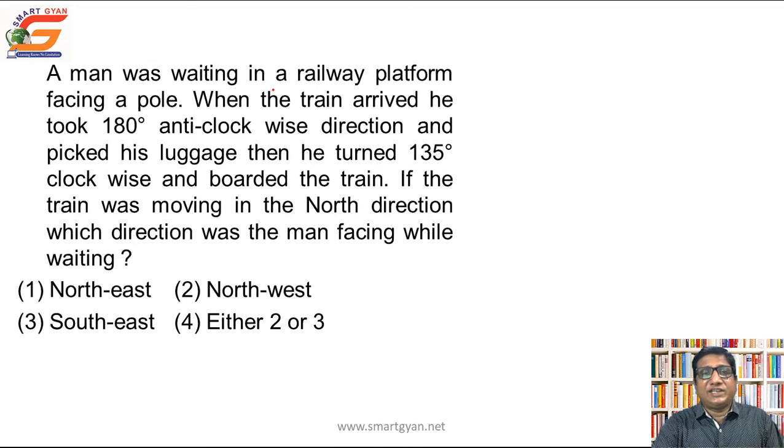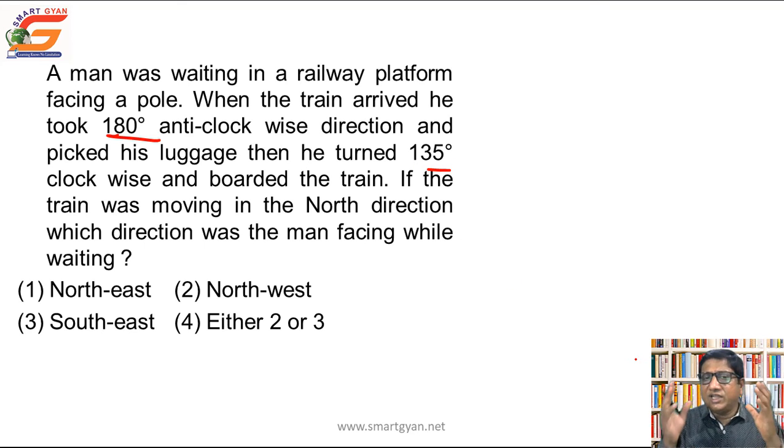A man was waiting in a railway platform facing a pole. When the train arrived, he took 180 degree anti-clockwise direction and picked his luggage. Then he turned 135 degree clockwise and boarded the train. If the train was moving in the north direction, which direction was the man facing while waiting? This is very interesting question. So, try to understand the logic.